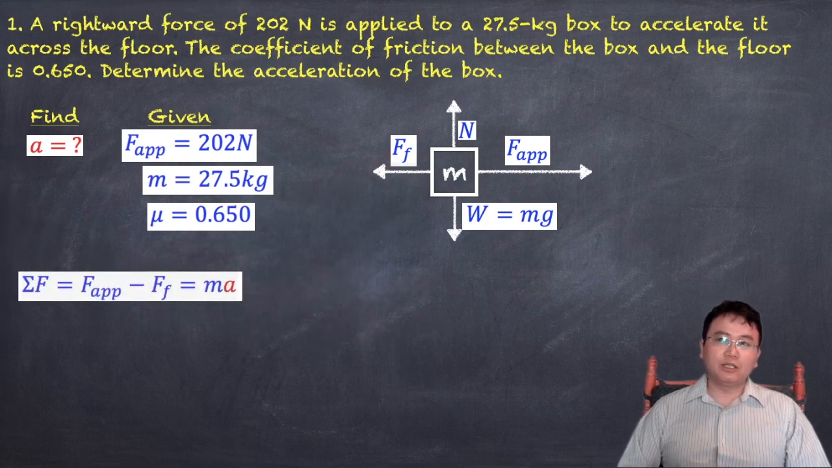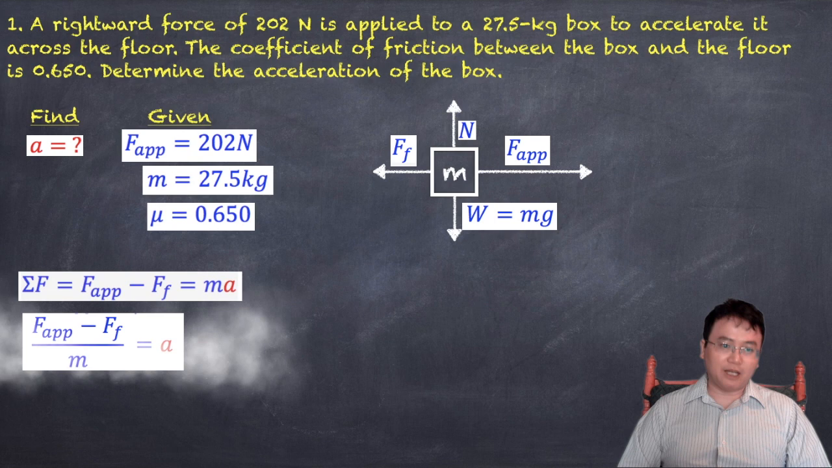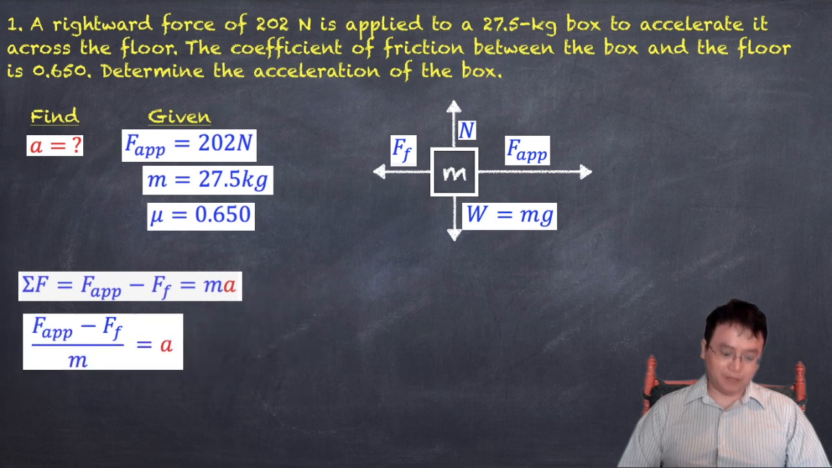We're going to use Newton's second law, F equals ma. So the sum of all the forces is equal to the applied force minus the friction force, equals mass times acceleration. If we manipulate the algebra a little bit here and divide by m from both sides, then we get that. So we have the applied force is a given, the mass is a given.